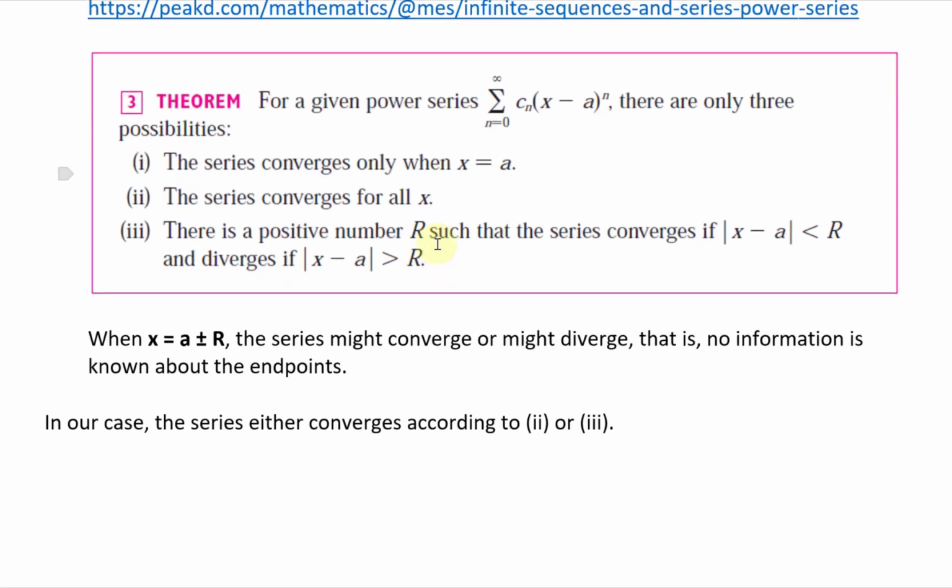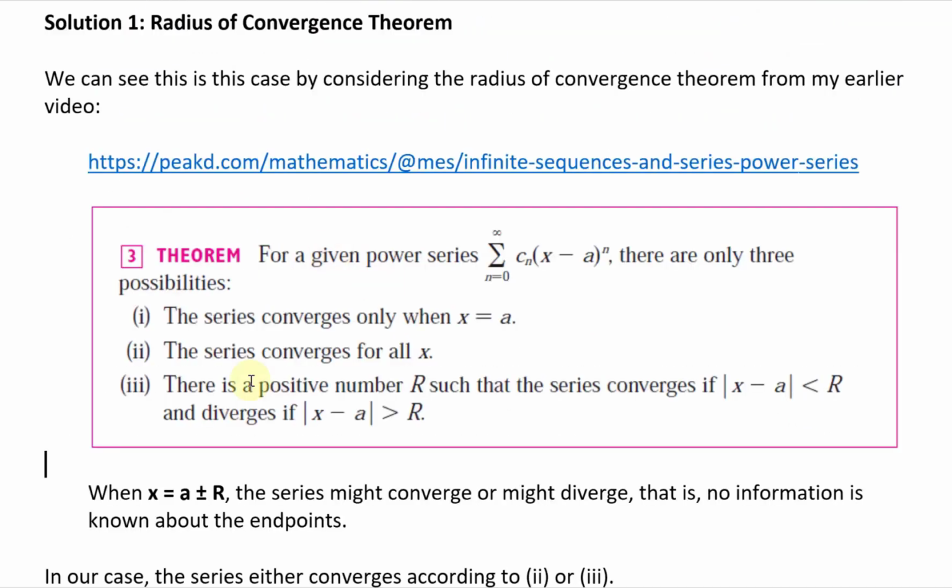3, there is a positive number r such that the series converges if the absolute value of x minus a is less than r, and it diverges if the absolute value of x minus a is greater than r. And note, this part 3 is only for the interval where x minus a is less than r. When x equals a plus or minus r, at the actual endpoint, the series might converge or might diverge. That is, no information is known about the endpoint. So when the absolute value of x minus a is equal to r, you can't really tell. You have to do that other ways. You can't use this theorem there.